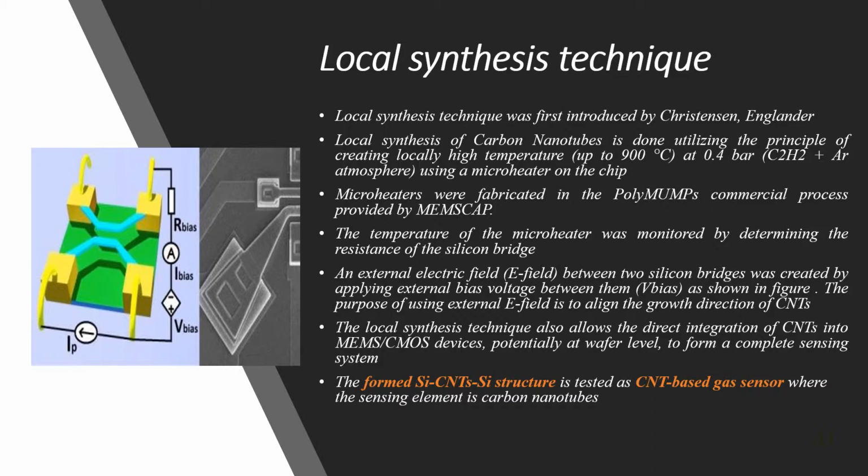Here we use the acetylene gas so that the carbon nanotube growth happens at very low temperature than using any other carbon containing gases. The microheaters used here were fabricated using the Polymem's commercial process provided by the MEMSCAP. The temperature of the microheater was monitored by determining the resistance of the silicon bridge as shown in the image. This is the R bias which we are using here.